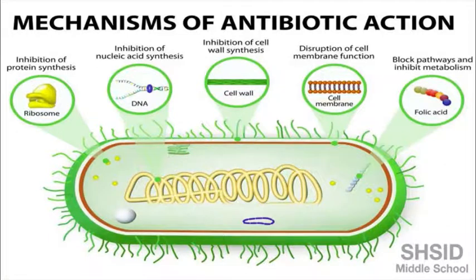So first, let's learn how antibiotics actually work. So I already talked about the cell wall, right? But they can also attack other parts of the bacteria. They can attack bacterial DNA, which is very different from our DNA. They can attack the cell membrane or the metabolism or the ribosomes, which build the proteins, right? And if any of these things are stopped from working, the bacteria will die.